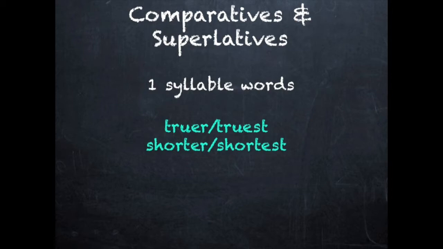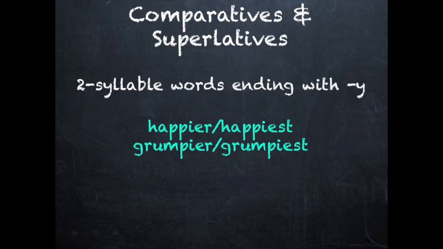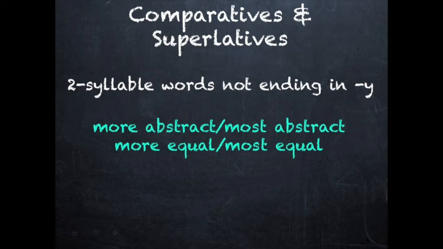One syllable words: the word true, you would do -er, -est, truer and truest. Short, shorter, shortest. If you have a two syllable word that ends with Y, like happy, it becomes happy, happier, happiest, or grumpy, grumpier, grumpiest. Now, when you go on to two syllable words that do not end in Y, you switch to "more" and "most." So abstract, more abstract, most abstract. Equal, more equal, most equal, instead of equaler or equalest.